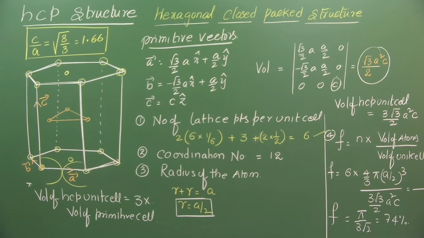Right. So once again, what is the radius of a simple cubic atom? A by 2. The radius of the BCC atom, root 3 A by 4. Next, FCC radius of the atom, A by 2 root 2.